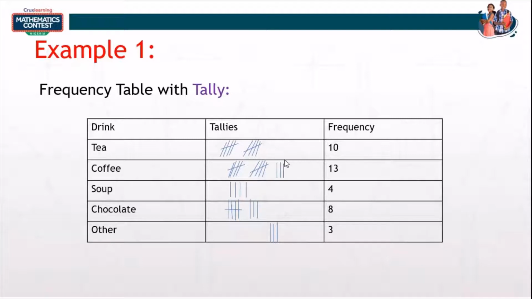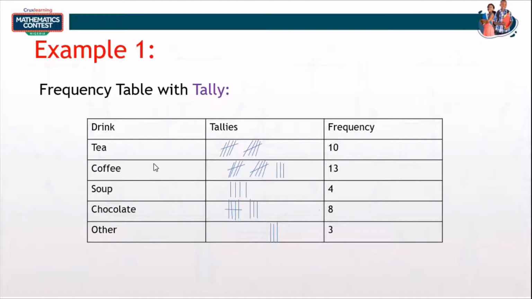So here are the tallies. For tea I have 10 in number. For coffee I have 13 in number. For soup I have 14 in number. For chocolate I have, sorry, for soup I have 4, not 14. For soup I have 4 in number. For chocolate I have 8 in number. For others I have 3.